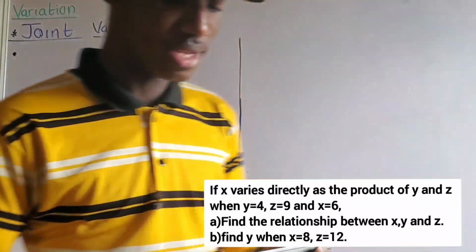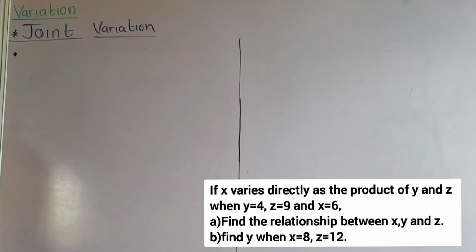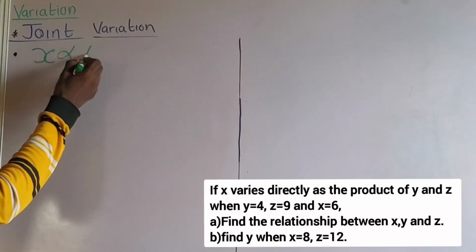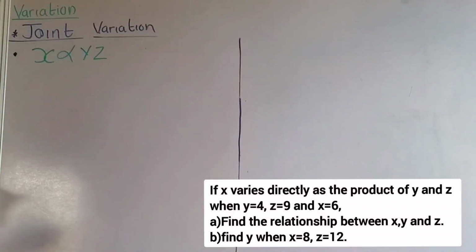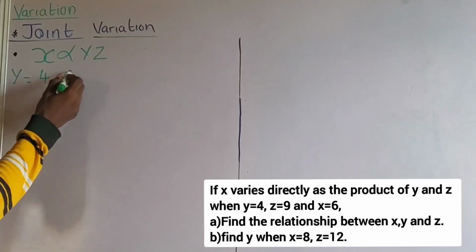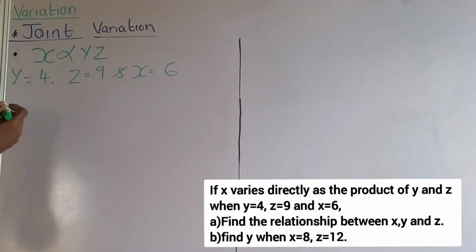We are given that x varies directly as the product of y and z. That means if you want to write the mathematical expression for that relationship, we have x varies directly as the product of y and z. Do you understand? Having done that, we are given that y equals 4, z equals 9, and x equals 6. The first question is to find the relationship between x, y, and z.